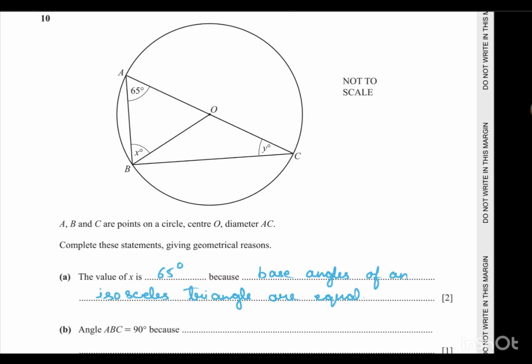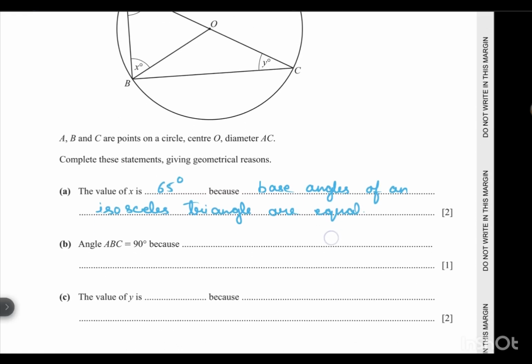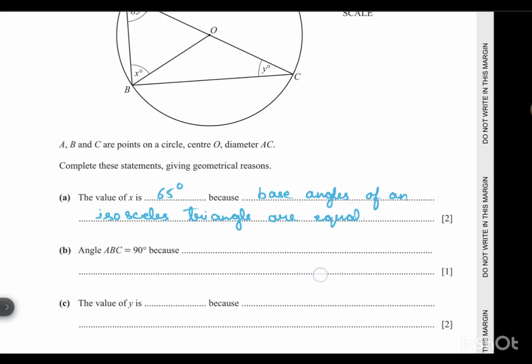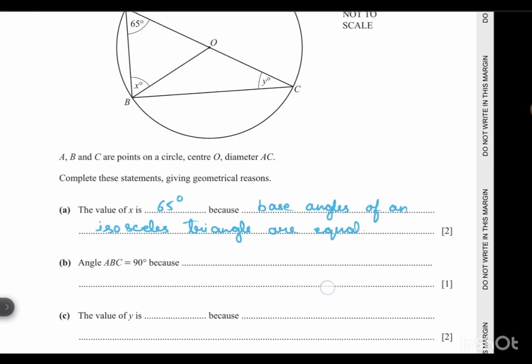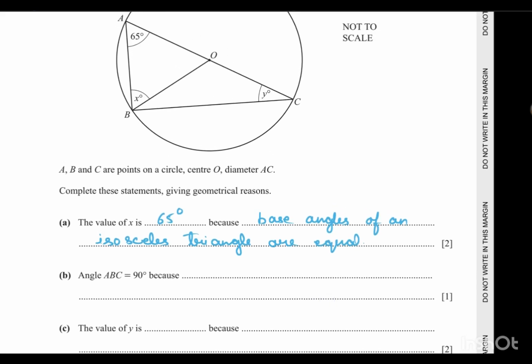Now question number B, angle ABC. Angle ABC is what? This angle is equal to 90 degrees. So why is it 90 degrees? Because see, now this is the diameter, so this is the angle in the semicircle.